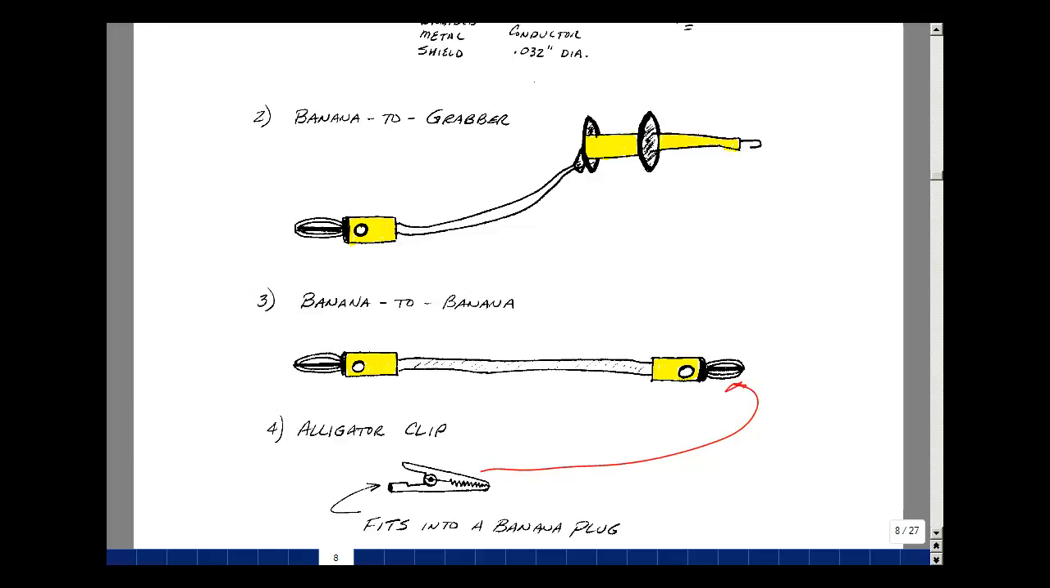Now in the parts list, I'm going to recommend buying a higher quality banana to grabber wire. You want to invest in pieces of equipment so they'll last a long time as you begin to take more and more measurements and do more and more investigations.